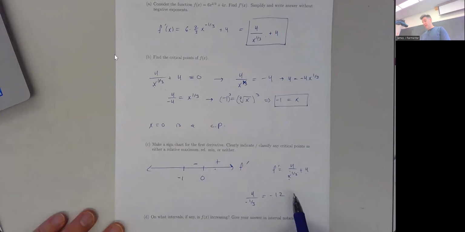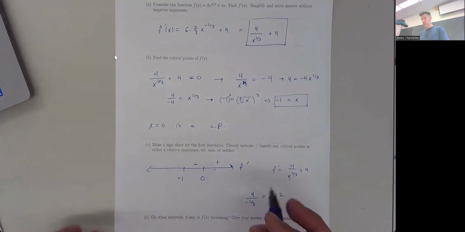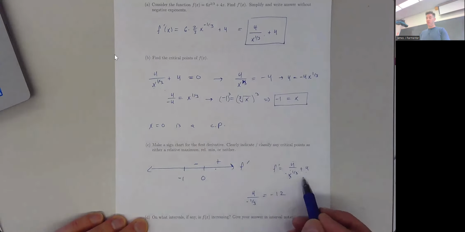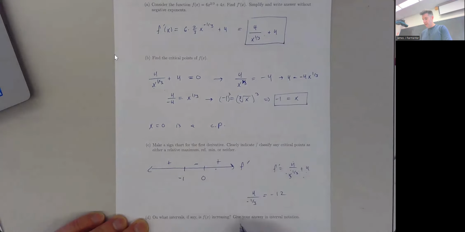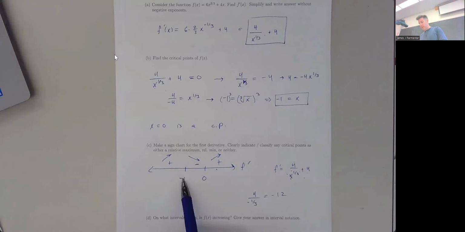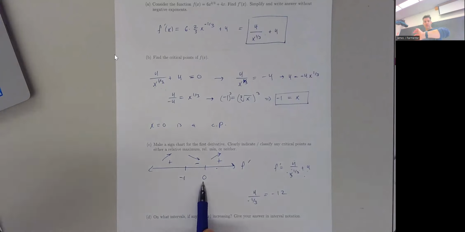And then if we pick a larger negative number, I would pick -8, because the cube root of -8 is what? -2. So 4 divided by -2 is -2, and -2 plus 4 is +2. So it's positive, so we're increasing, decreasing, increasing. So we have a relative maximum at -1, and a relative minimum at 0. And I should stop talking because it is 10:22.